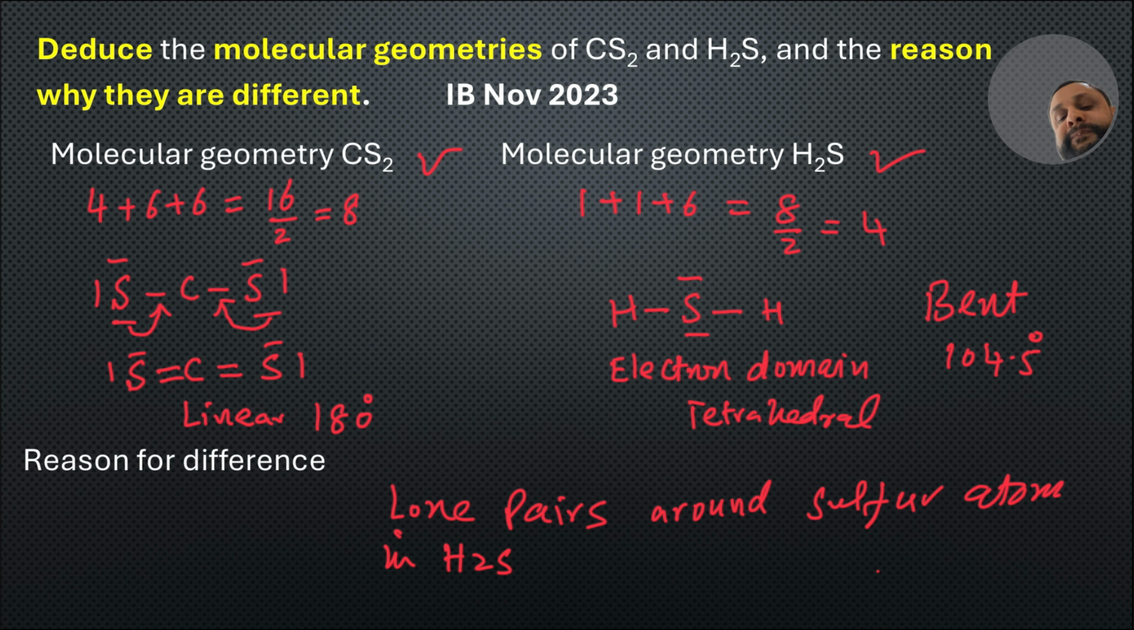And according to valence shell electron pair repulsion theory, lone pair repulsion is greater than lone pair bond pair repulsion, which is greater than bond pair repulsion. So this is the way we can answer this question. Thank you.